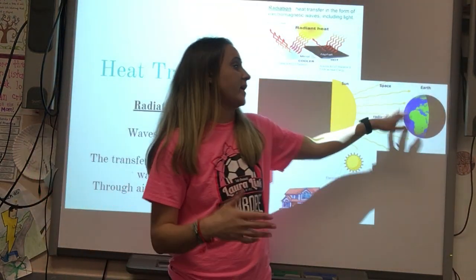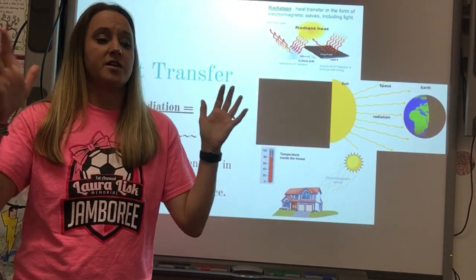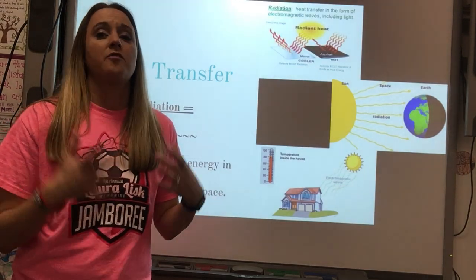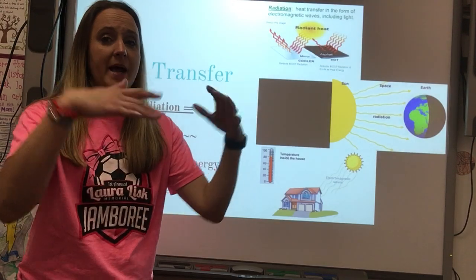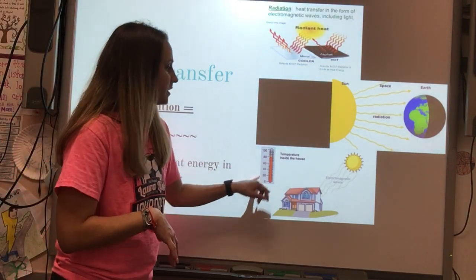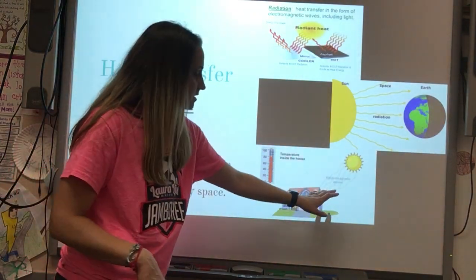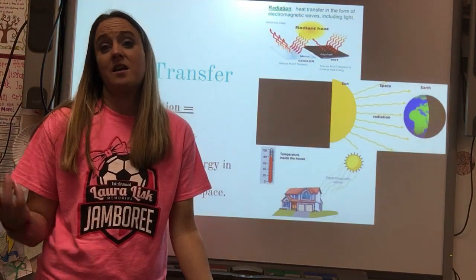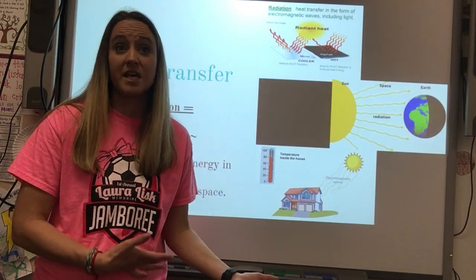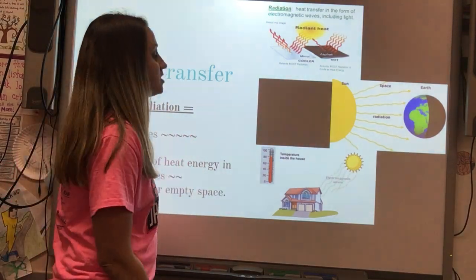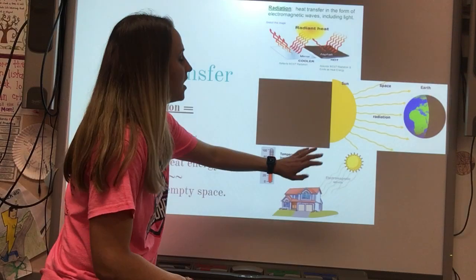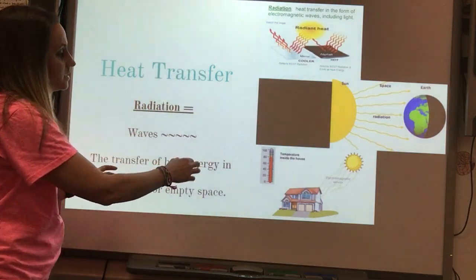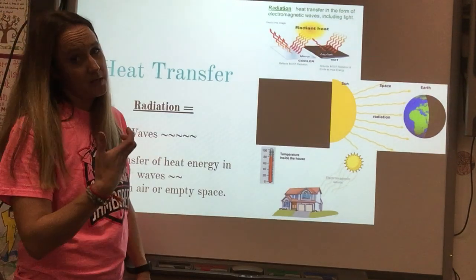Same thing when the sun's rays hit the surface of the earth. The earth absorbs the radiation energy, the heat energy from the sun, and then radiates it back into the atmosphere where we can feel it. Okay? The electromagnetic waves from the sun heat your house, and actually then the temperature inside your house rises, which is why everybody talks about energy efficient homes. Those electromagnetic radiation waves can cause the temperature inside your home to increase.